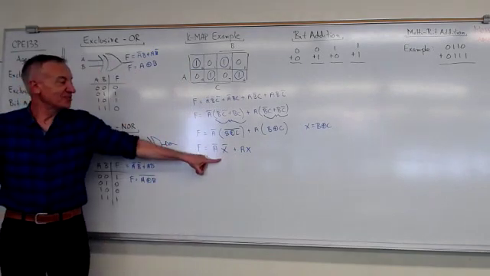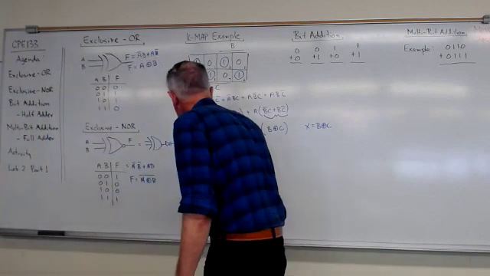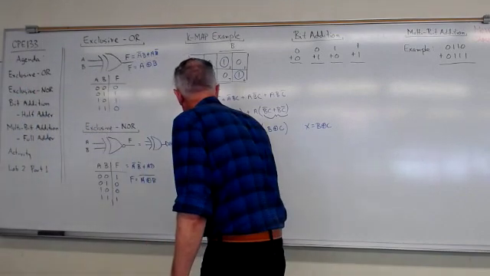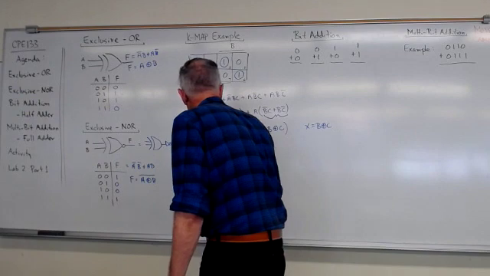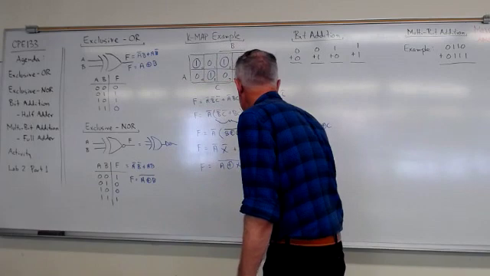Exclusive NOR. Yeah, it's exclusive NOR with A and X, right? So just equal A exclusive OR with X, all knotted, and then just put in X.